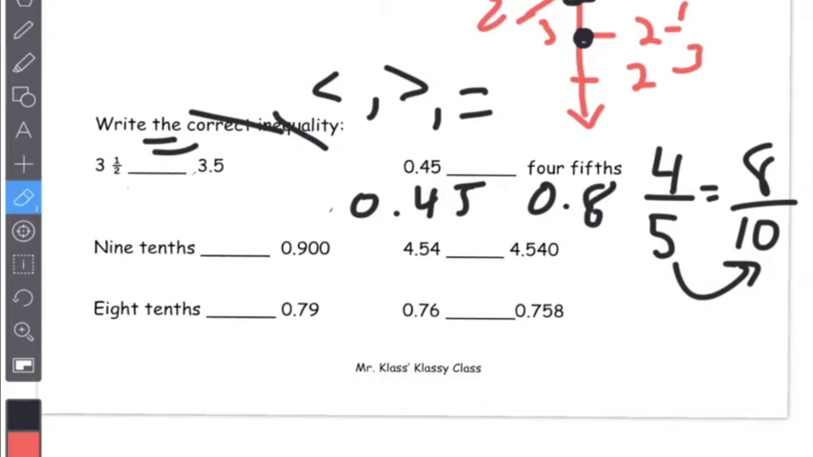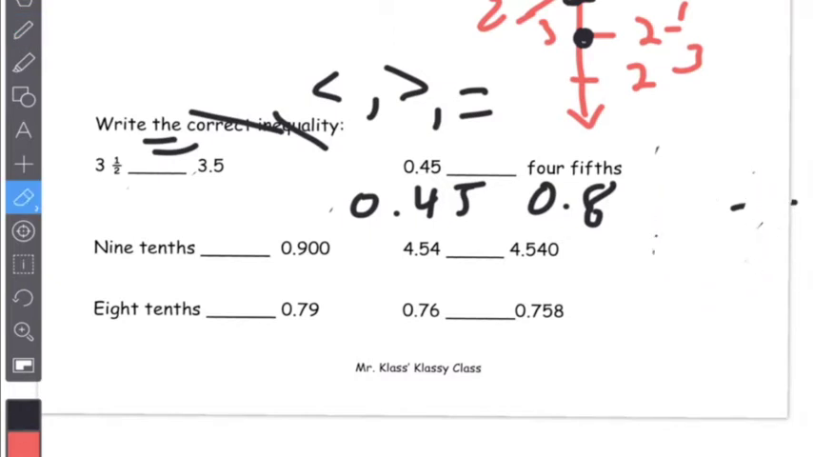Now what you need to remember is that you can't compare decimals until you have the same number of places after the decimal. So what I would do is just add a 0 here. And I look at it as either 45 or 80. So 80 is bigger, so 4/5 is greater.